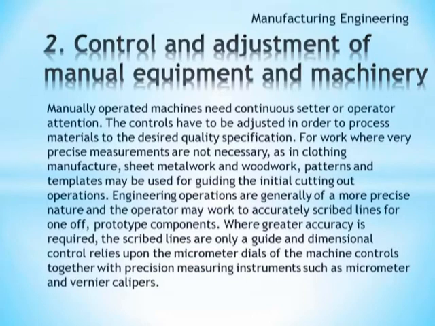Engineering operations are generally of a more precise nature and the operator may work to accurately scribed lines for one-off prototype components. Where greater accuracy is required, the scribed lines are only a guide and dimensional control relies upon the micrometer dials of the machine controls together with precision measuring instruments such as micrometer and vernier calipers.